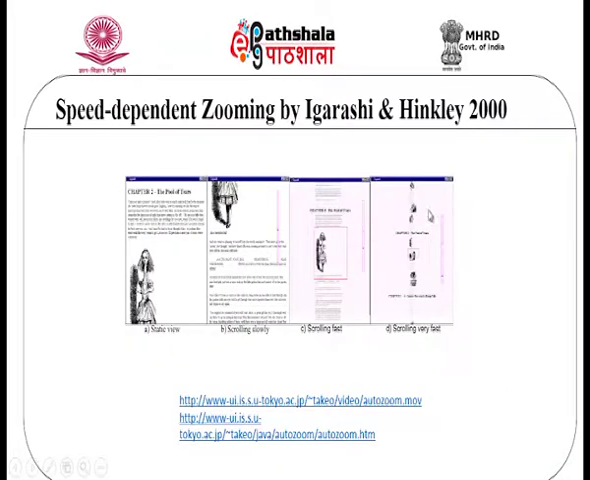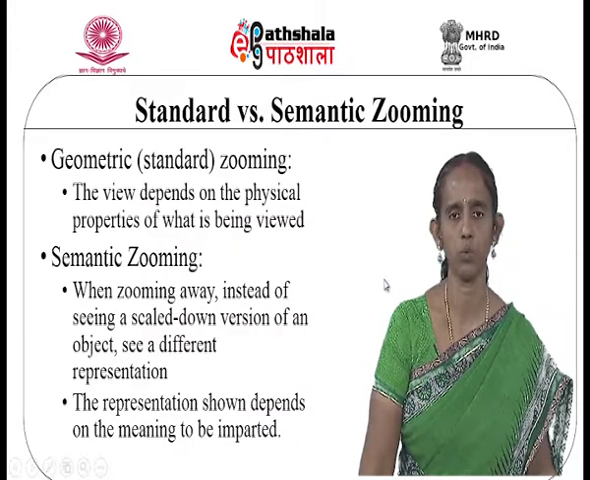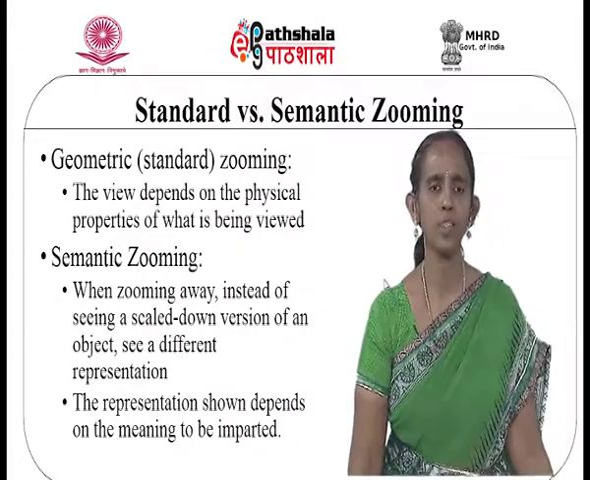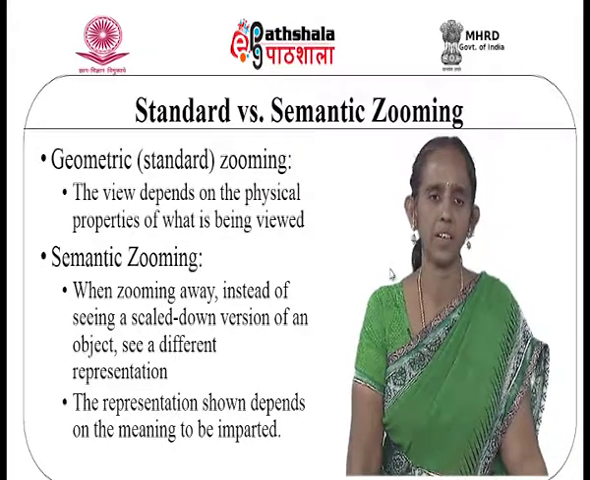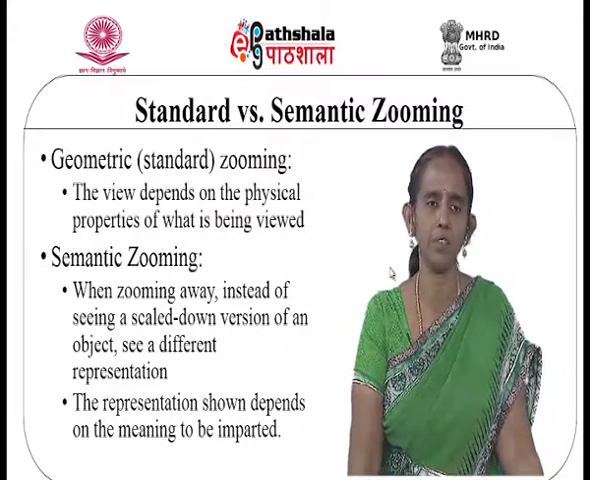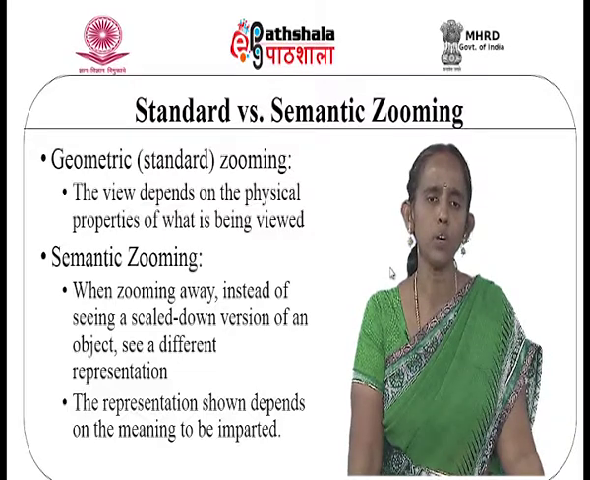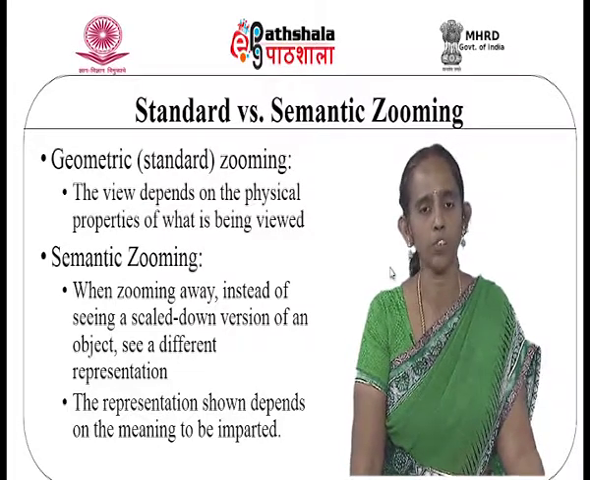This is an example of speed dependent zooming, which was designed by Igarashi and Hinckley in the year 2000. We can see how the speed varies by looking at these various visuals. The first figure is very clear, whereas the last figure shows some kind of zooming out option that has been applied over the visual. If we look at the differences between standard and semantic zooming, we can see that in the case of standard zooming, the view depends on the physical properties of what is being viewed.